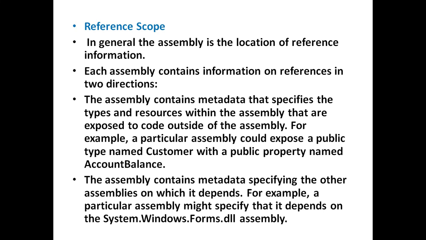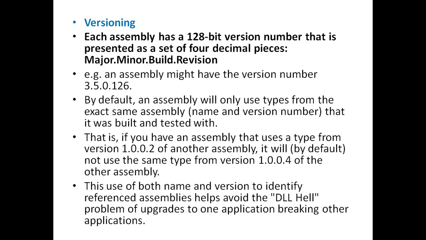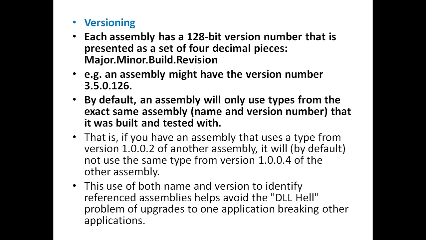For example, a particular assembly might specify that it depends on system.windows.forms.dll assembly. Then versioning. Each assembly has a 128-bit version number that is presented as a set of 4 decimal pieces: major, minor, build and revision. For example, an assembly might have the version number 3.5.0.126.